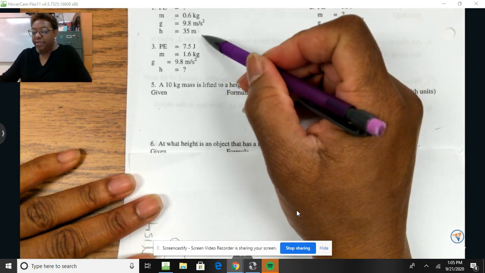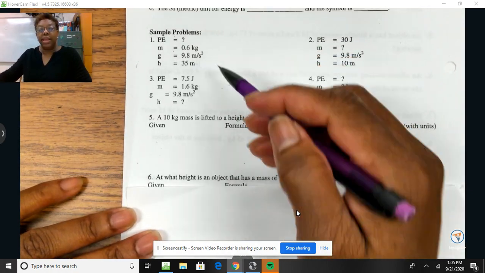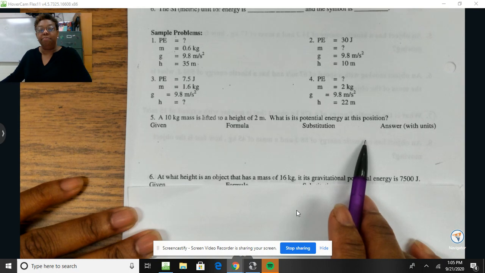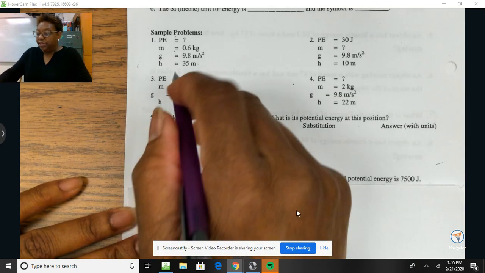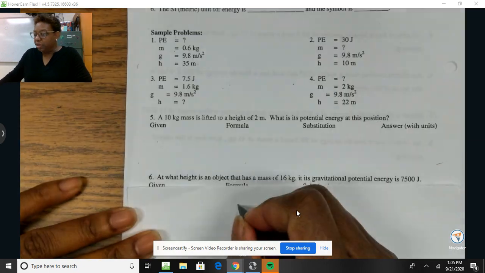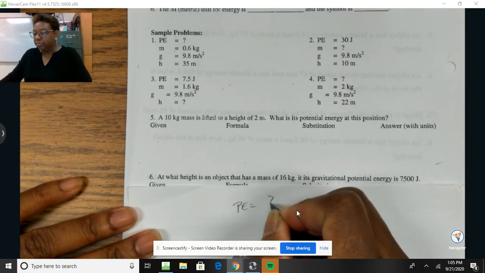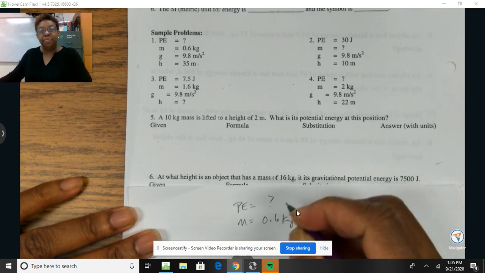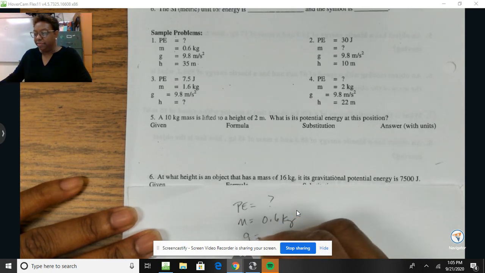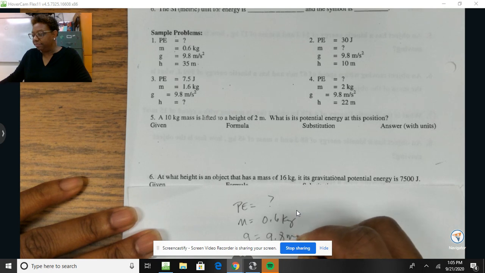So I'm going to do one where they're just giving you the variables, and then I'm going to do one from the word problem. So in this sample, we know that we're looking for potential energy. They've already identified the variables, which makes it much easier, but of course life is not always like that.